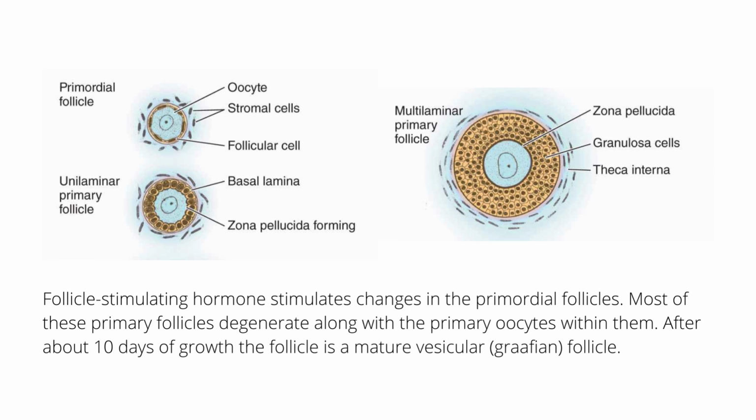Zona pellucida, which forms around the oocyte. After about 10 days of growth, the follicle is a mature vesicular follicle, which forms a blister on the surface of the ovary and contains a secondary oocyte ready for ovulation.